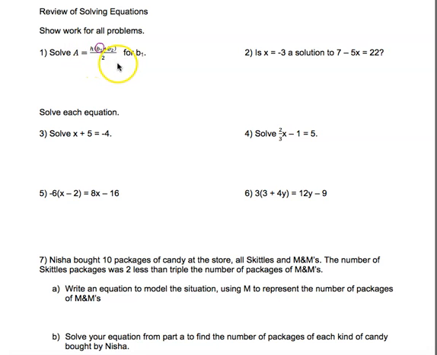So the inverse of division is multiplication. So my first step is going to be to multiply both sides by 2 because that's going to cancel those out. So 2 times a is just 2a. And then that leaves me with this guy.